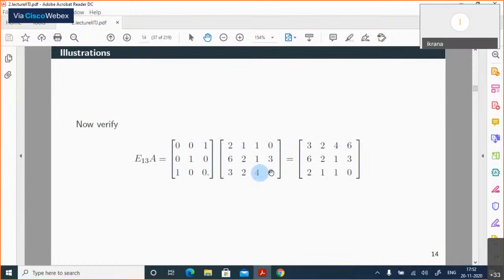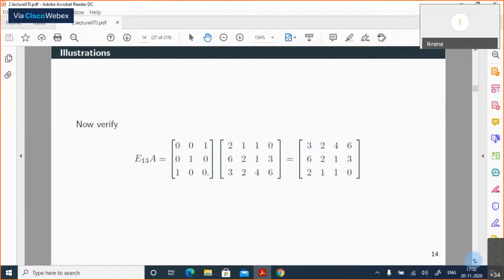So 3, 2, 4, 6 has become the first row, and 2, 1, 0 has become the last. That you can check by multiplication. So these kinds of illustrations you can always give, and you can check for particular examples.